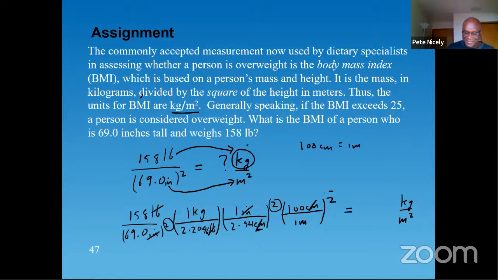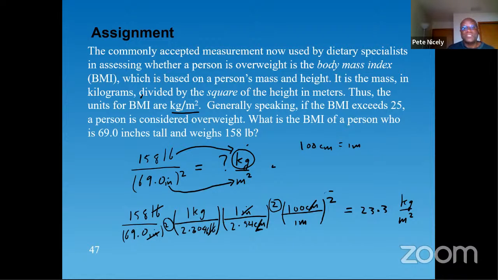158 divided by 69.0, and that is squared. Divided by 2.2046, and then divided by 2.54 squared, and then multiplied by 100 squared. And the answer I got is 23.3. So let me write that here. 23.3 kilograms per meter squared.